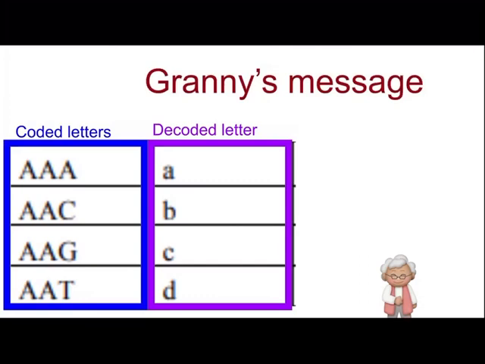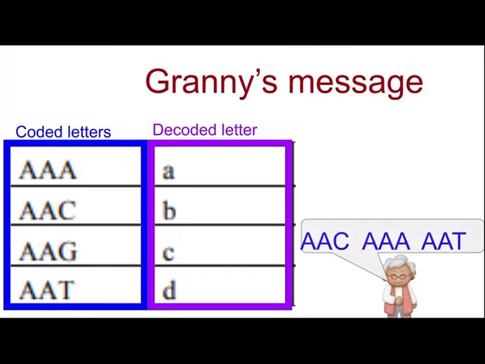Right? On the left side there, I have AAA, AAC, AAG, AAT, and those translate into a specific letter in the alphabet. So you see at the bottom right there that Granny has a message. I want you to try to think to yourself, what is Granny's message? Well, AAC stands for B, AAA stands for A, and AAT stands for D. So Granny is telling us bad.